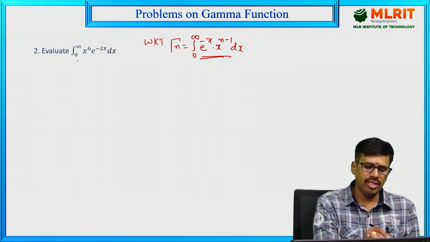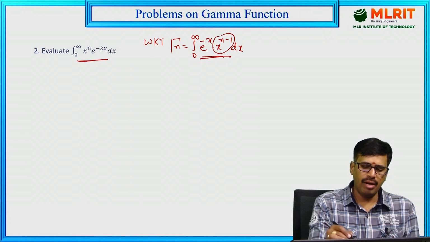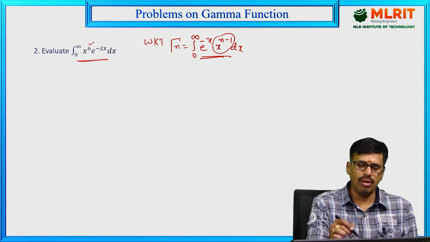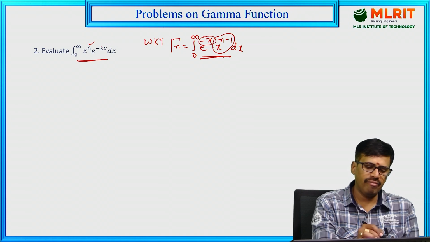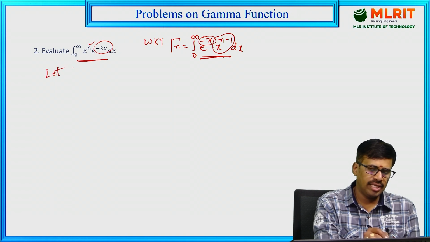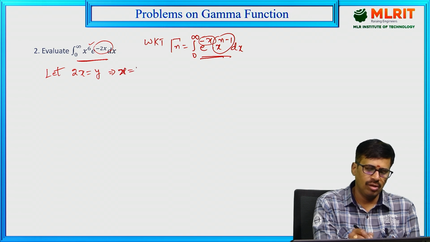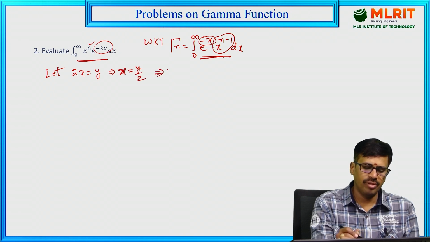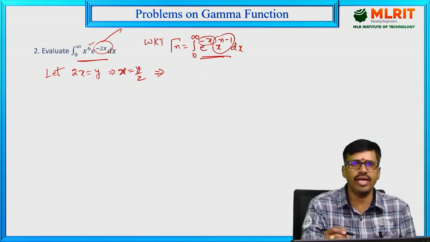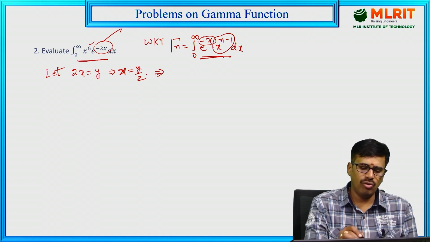If you compare these two integrals, x^(n-1), we have x^6, so 6 can be written as 7 minus 1, nothing to worry. But e^(-x) should be there, and we have e^(-2x). So let us take 2x equal to y, or x equals y by 2, isn't it? Suppose if we have 5x here, you can take 5x equal to some y or k, whatever it is. Now x equals y by 2, differentiate both sides, dx equals dy by 2.